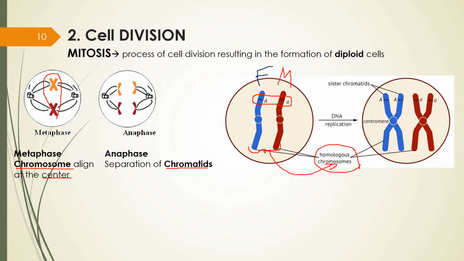But when we duplicate each of them, here I had one capital letter A. Now I duplicate. I have two.